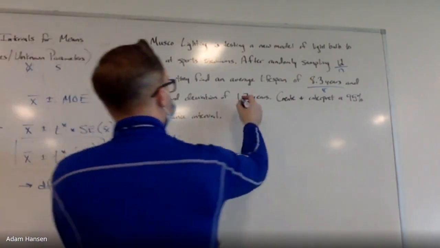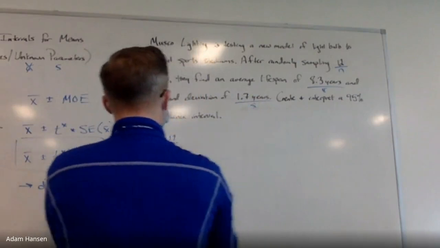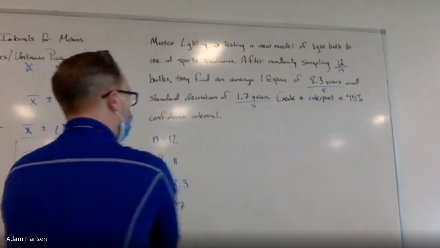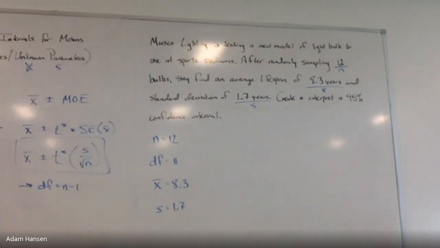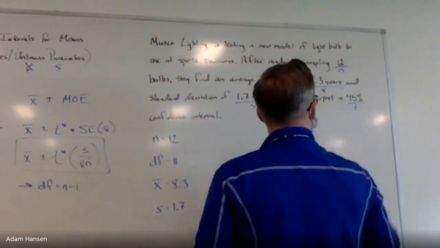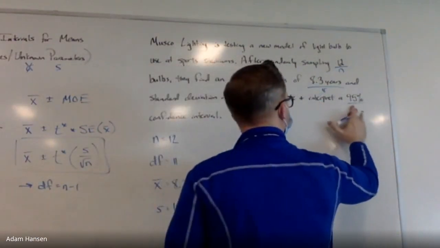This standard deviation is the sample standard deviation, S. I'm using the sample standard deviation as an estimate of the overall population standard deviation, an unknown parameter. We need to do a 95% confidence interval. Let's use that to look up our t-score.